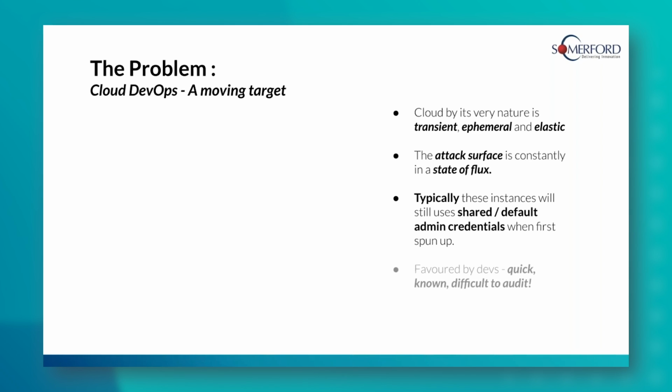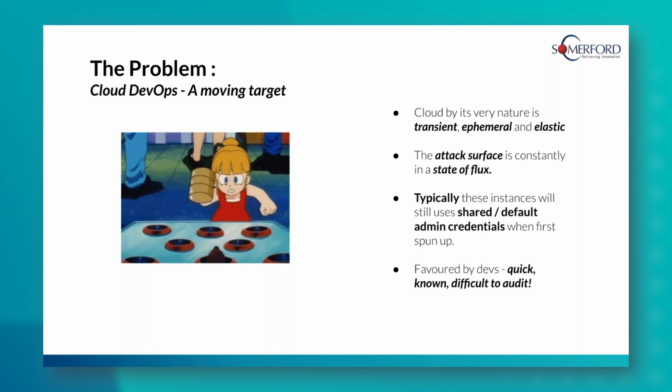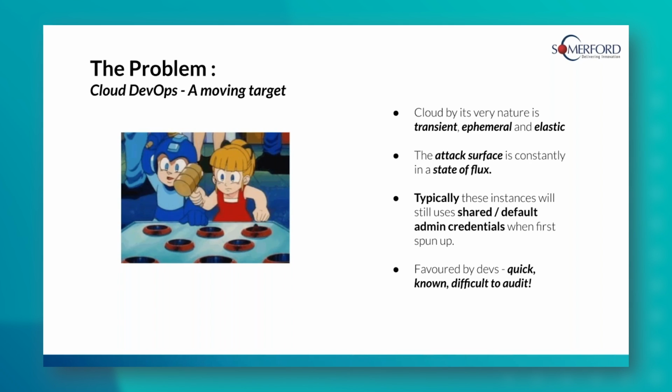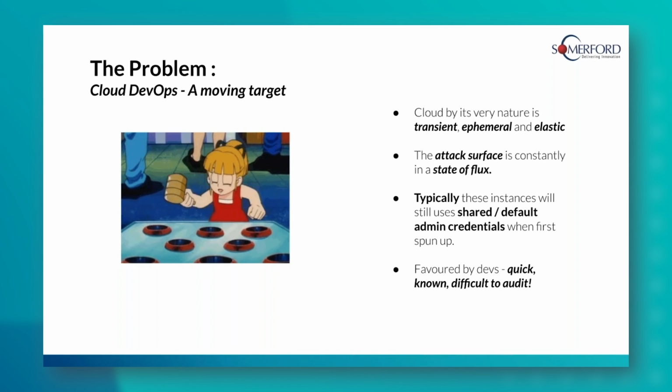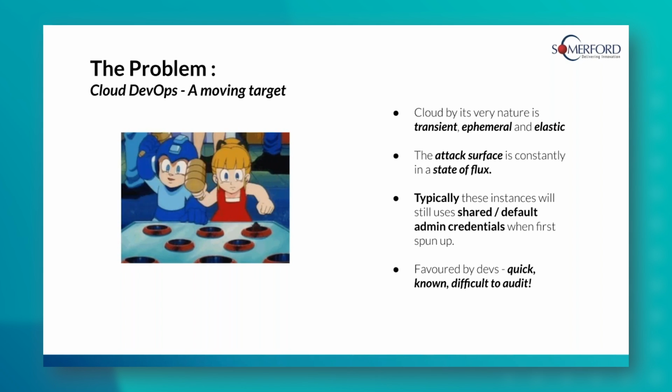And again, extremely favored by the development team. It's quick, they're known, and they're difficult to audit, those credentials. So it's kind of like a game of whack-a-mole, right? There are always various different EC2 or resources that might be spinning up. And by the time you've maybe cast your lens across to have a look at it or applied some sort of security control to put that in place, it could have reduced in size. So it's quite difficult and therefore takes up a lot of resource when it comes to human input.